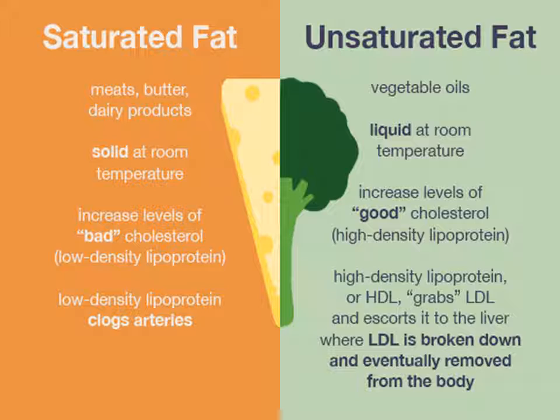Monounsaturated fats are liquid at room temperature and include fats from vegetables and nuts. Foods that are rich in monounsaturated fats include nuts, avocados, and plant oils such as olive oil, canola, and peanut.